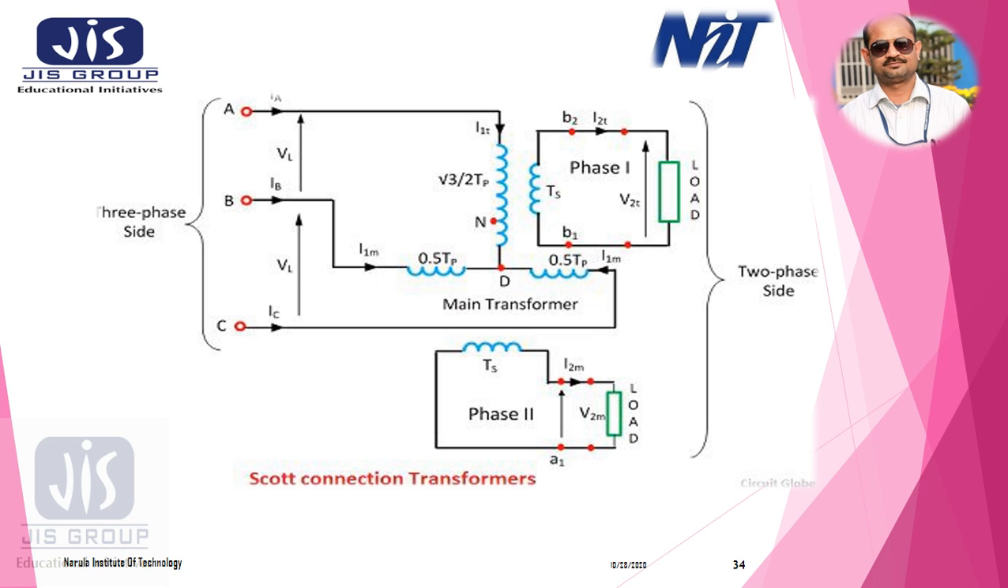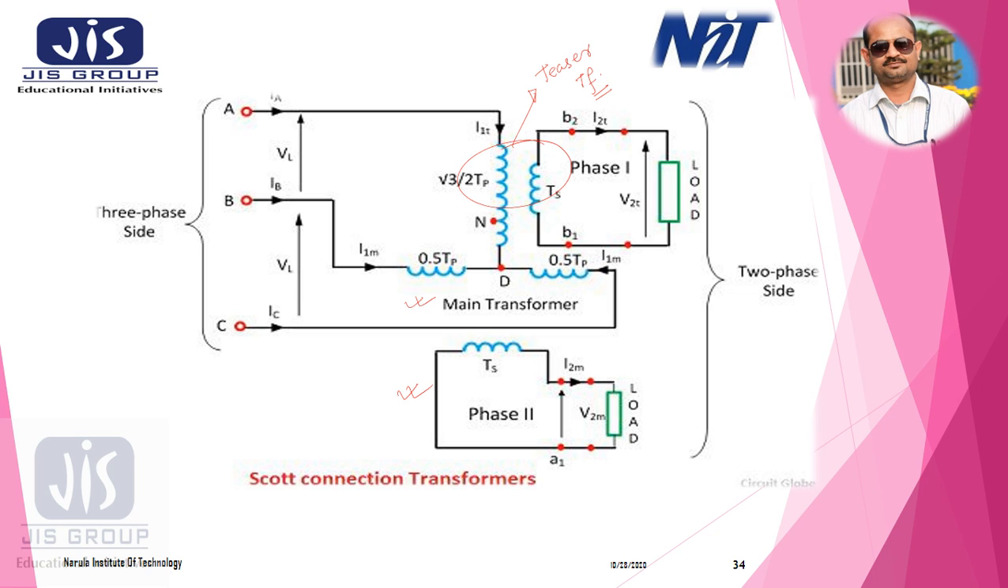Okay, so as we have mentioned in our first part of Scott connection of transformer, this is the main transformer primary, and this is the main transformer secondary, and this is the teaser transformer. So two single phase transformers are used for three phase to two phase conversion and vice versa.